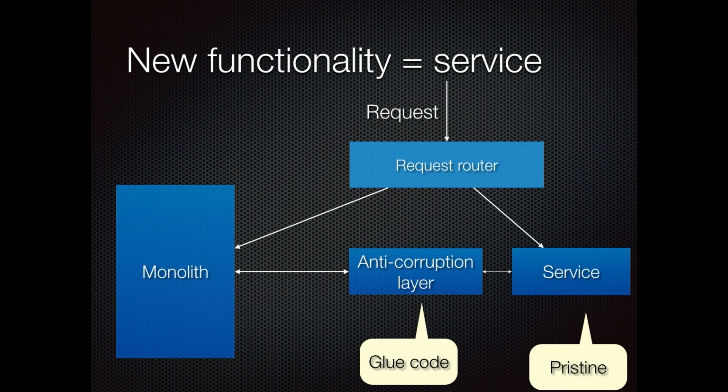And then the final piece is you're going to need some glue code to integrate the new service back in with the monolith. Because almost always the service is going to need access to data that is owned by the monolith, and in some cases vice versa. So that's the big idea.